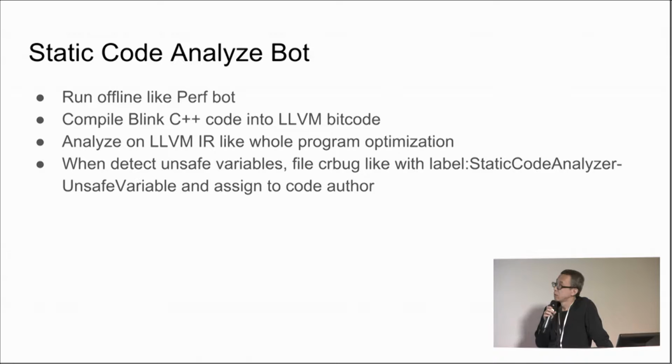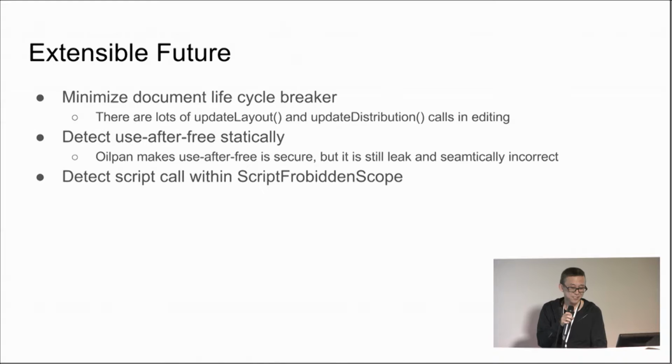So we compile the Blink C++ code into LLVM bitcode, or IR, then analyze the LLVM IR, like whole program optimization. Once we detect the unsafe variables, we file a CR bug and set a label for the static code analyzer. Then assign it to the code authors, not me, I hope. So we are dreaming of having a static code analysis framework or a bot.